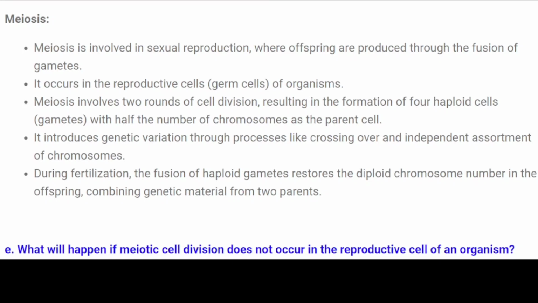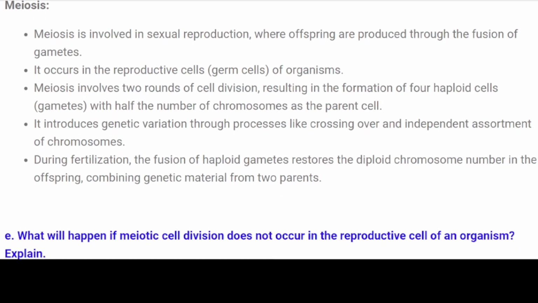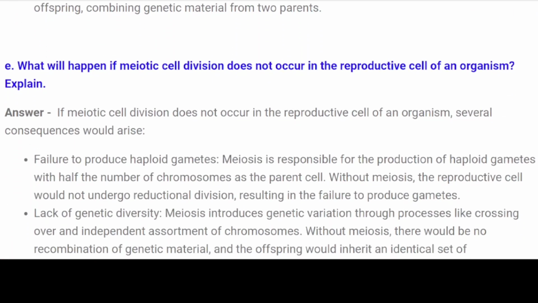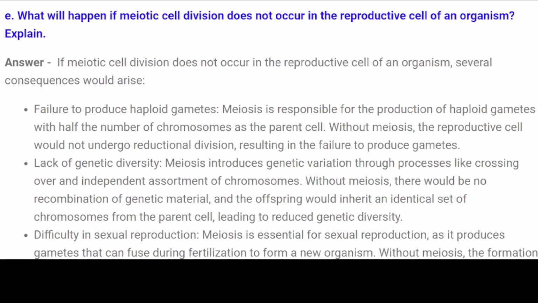E. What will happen if meiotic cell division does not occur in the reproductive cell of an organism? Explain. Answer. If meiotic cell division does not occur in the reproductive cell of an organism, several consequences would arise. Failure to produce haploid gametes. Meiosis is responsible for the production of haploid gametes with half the number of chromosomes as the parent cell. Without meiosis, the reproductive cell would not undergo reductional division, resulting in the failure to produce gametes.